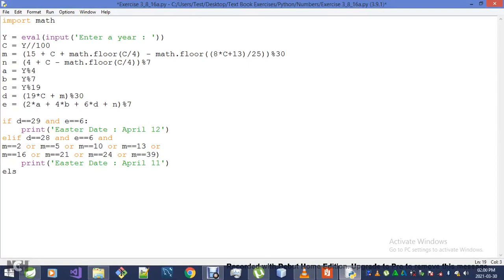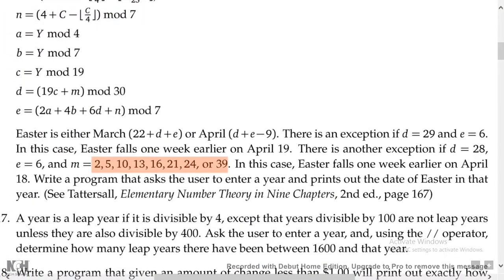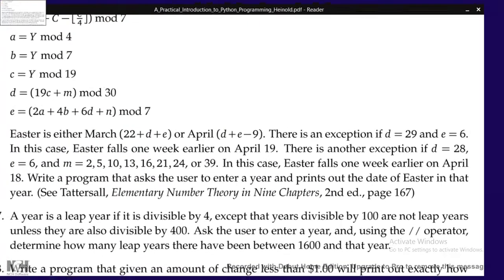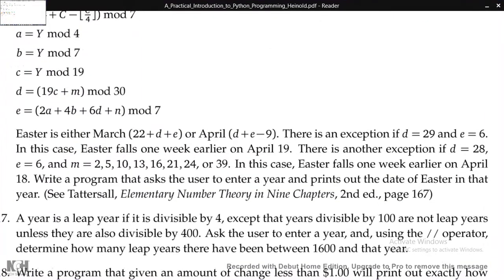Okay, leave. This is another case. So here's the deal. Our solution is going to be either March that day or April that day, okay? So here's what I'll do. I'll first check if 22 plus D plus E is less than or equal to 31. Before I do that, we perhaps need to know why I am doing that.